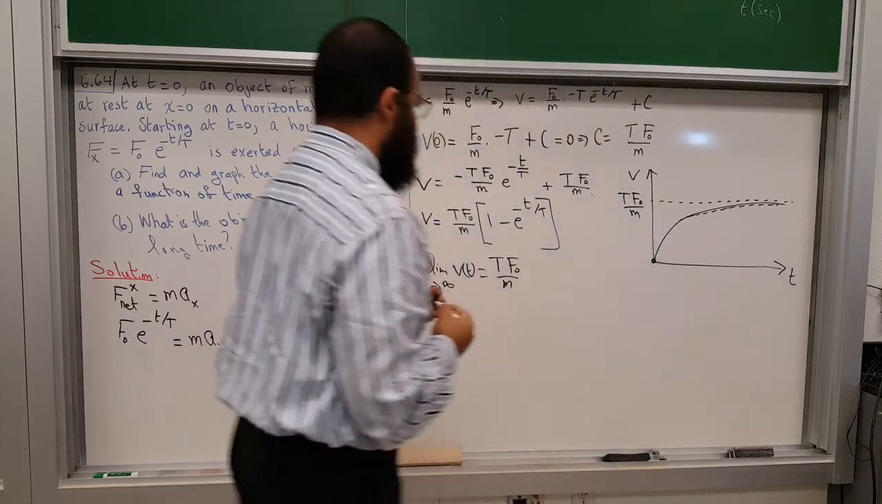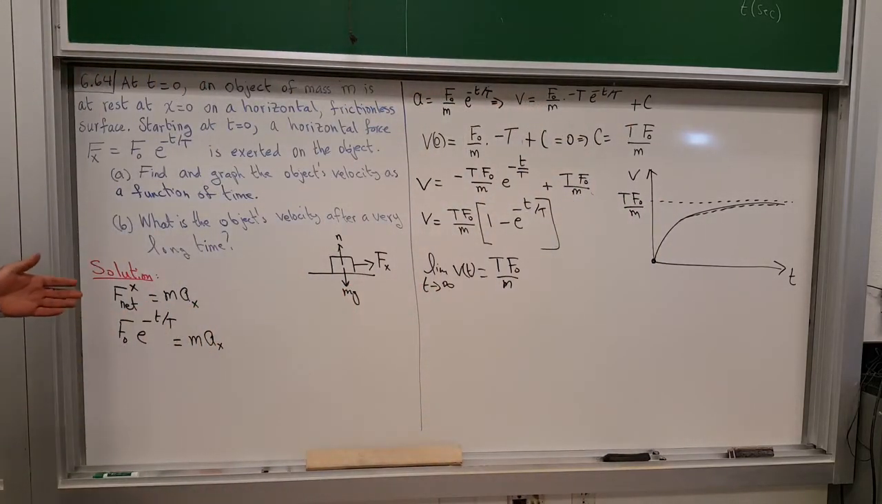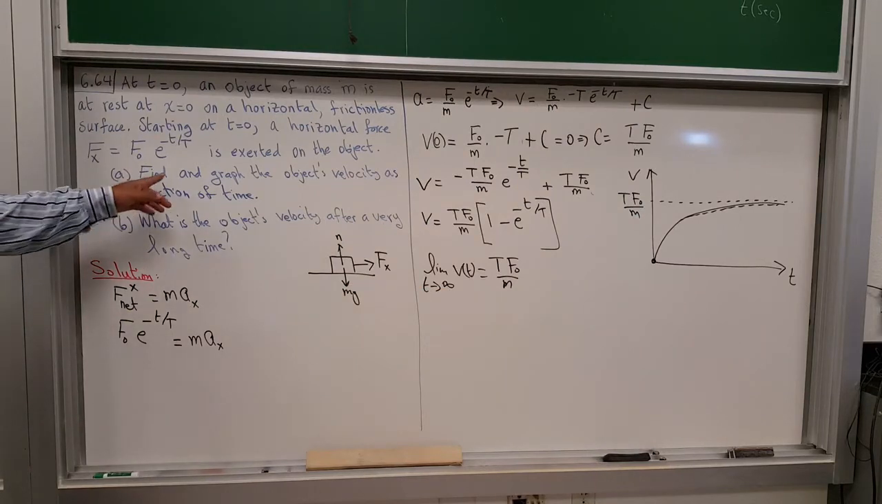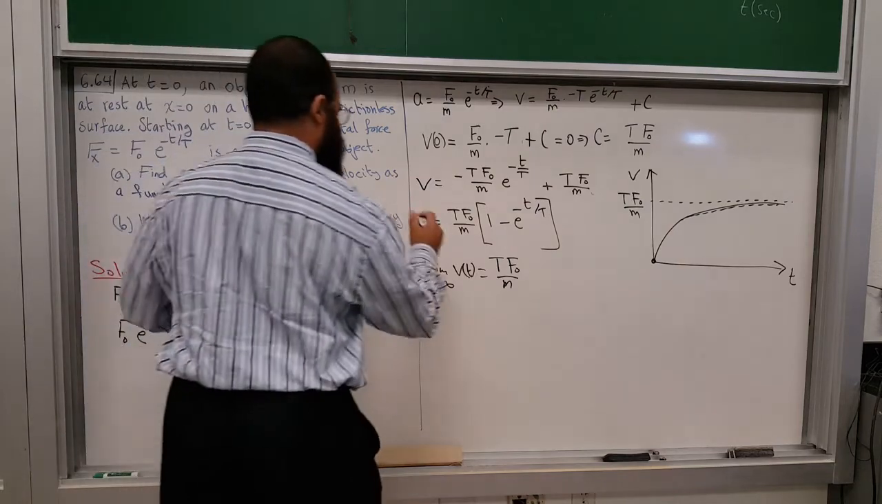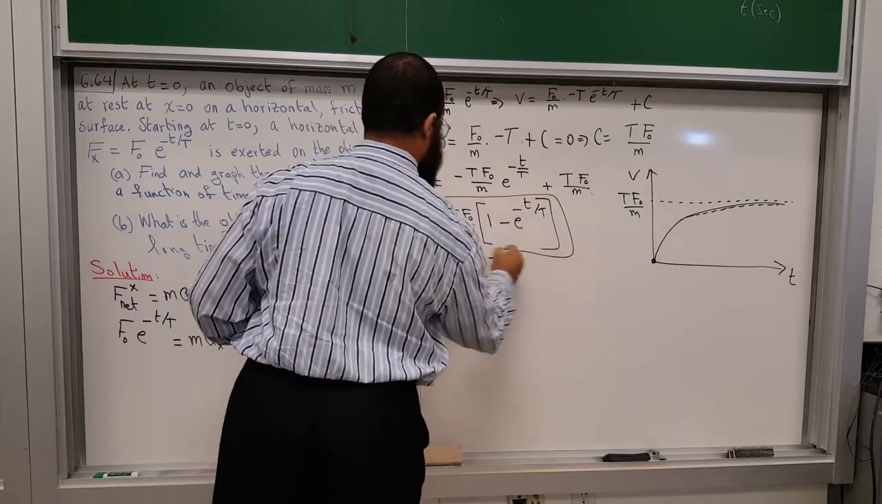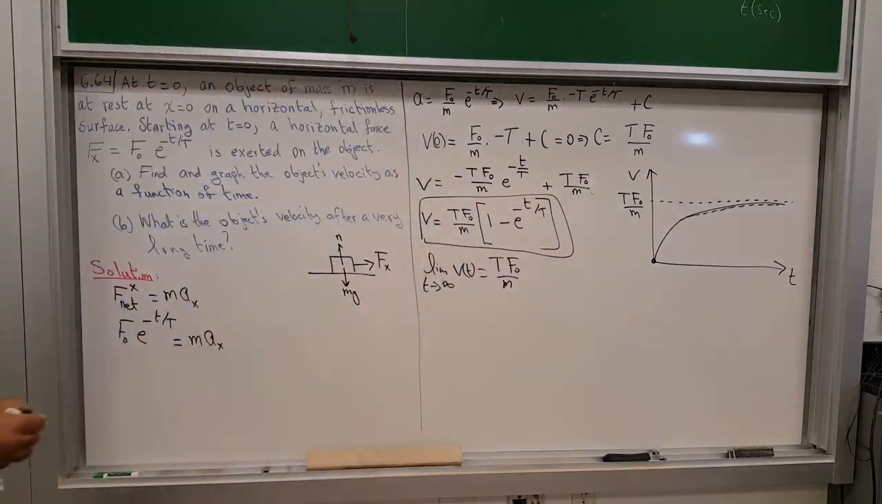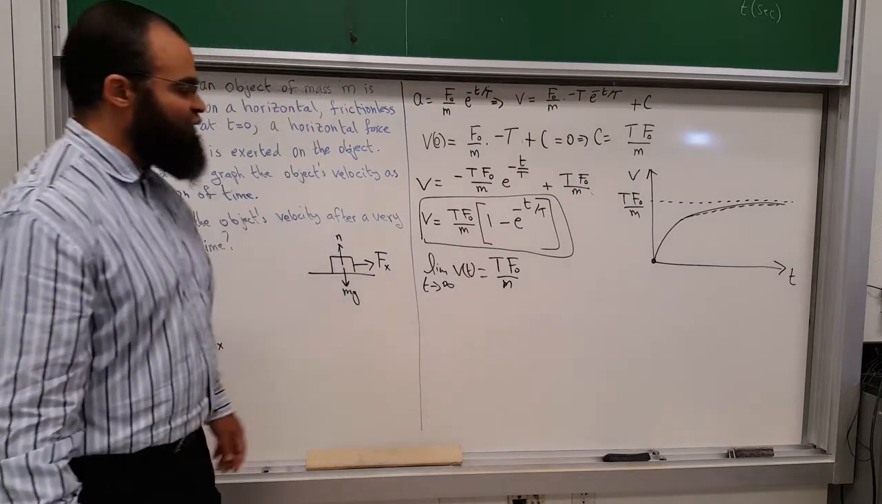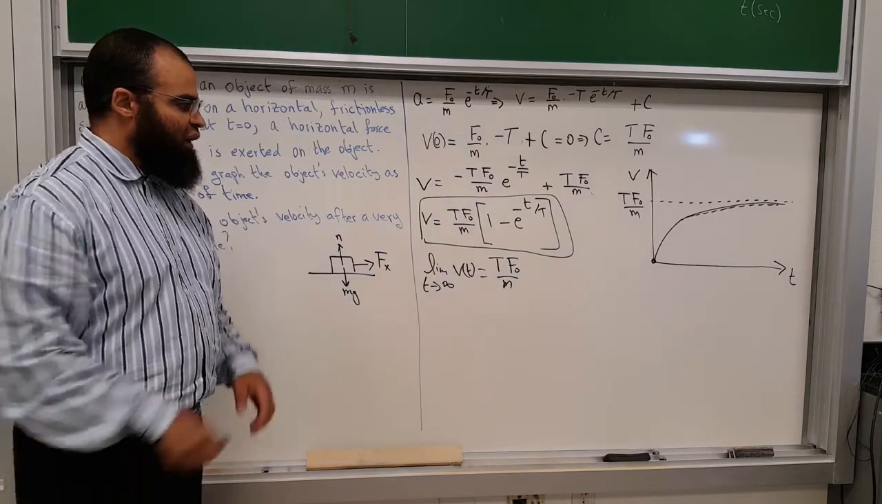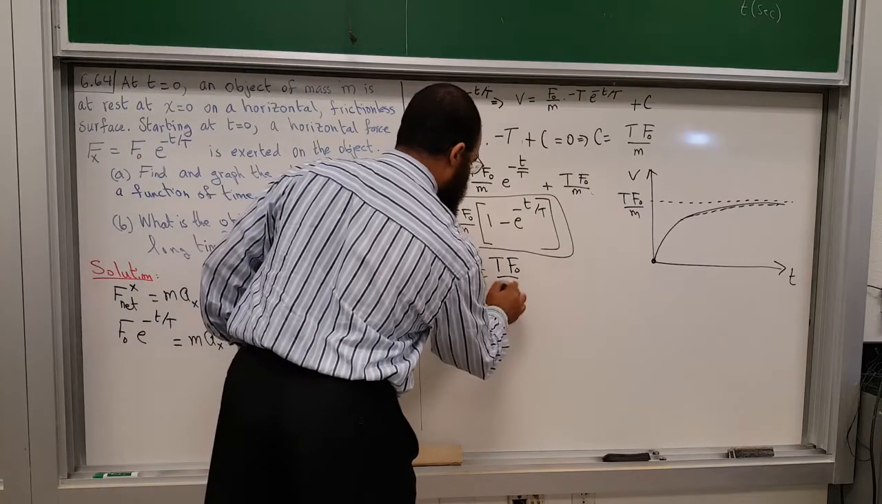And I think we have answered all the questions now, because it says, find and graph the object's velocity as a function of time. We graphed it, and we found it. Here it is. That's the velocity as a function of time. And then it says, what is the object's velocity after a very long time? After a very long time, the object's velocity would be that constant value, T F0 over m. That's the object's velocity after a very long time.